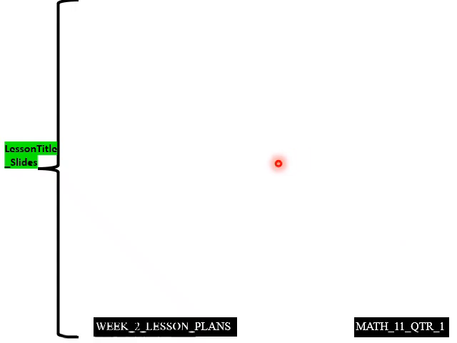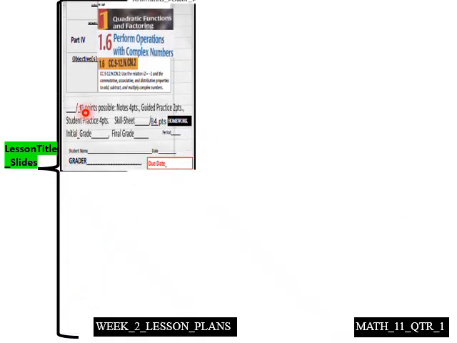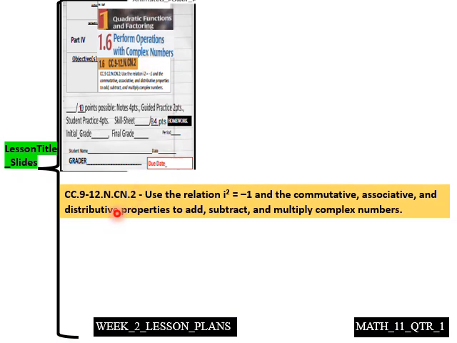And then, finishing week 2, we've got our homework here. Part 4 homework is 84 points, with 1.6, perform operations with complex numbers. And again, our predominant standard here is N.CN.2. Use the relation i squared equals -1 and the commutative, associative, and distributive properties to add, subtract, and multiply complex numbers.